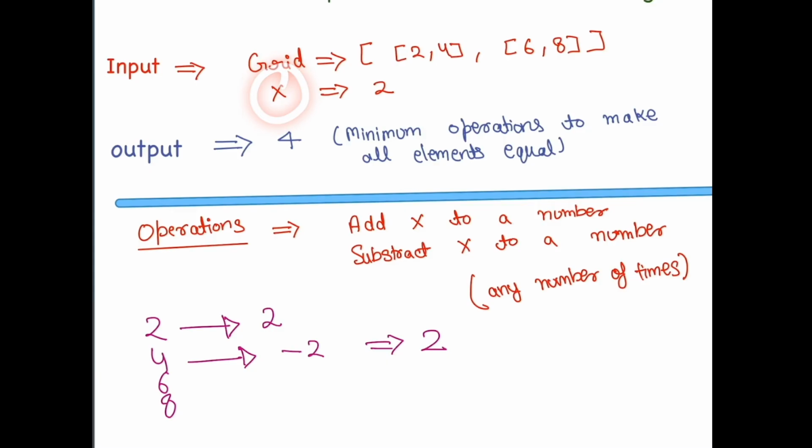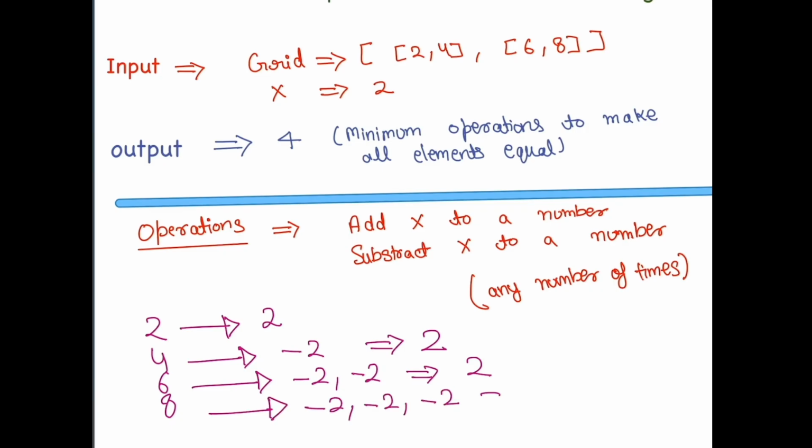Now to make 6 equal to 2, we need to subtract 2 and subtract 2, and this will be equal to 2. And to make 8 equal to 2, you need to subtract 2, 2, 2, and this will be 2. Because 8 minus 2 is 6, 6 minus 2 is 4, 4 minus 2 is 2.